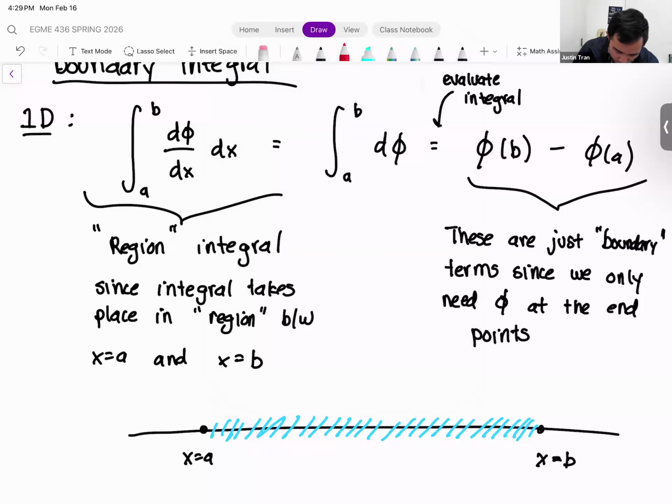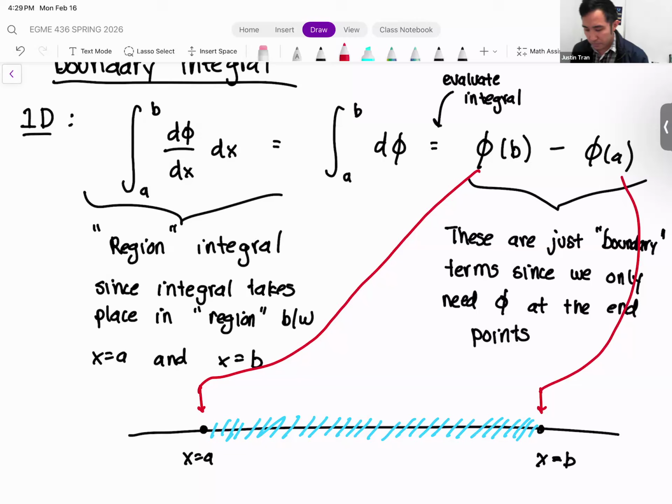So in other words, we're only evaluating phi here and phi here, right? At x equal to A and x equal to B. In some sense, it doesn't really matter what value C takes in between A and B. In order to evaluate that expression, we only need C at the end.